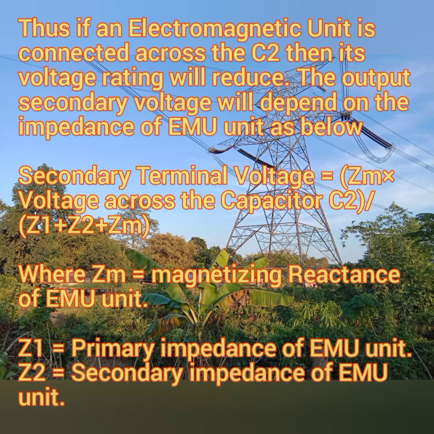Thus if an electromagnetic unit is connected across C2, then it has a reduced level of voltage. So the output secondary voltage will depend on the impedance of your EMU component. The secondary terminal voltage is equal to Zm times the voltage across the capacitor C2 divided by Z1 plus Z2 plus Zm, where Zm is the magnetizing reactance of your EMU component, Z1 is your primary impedance, and Z2 is your secondary impedance of your EMU component.